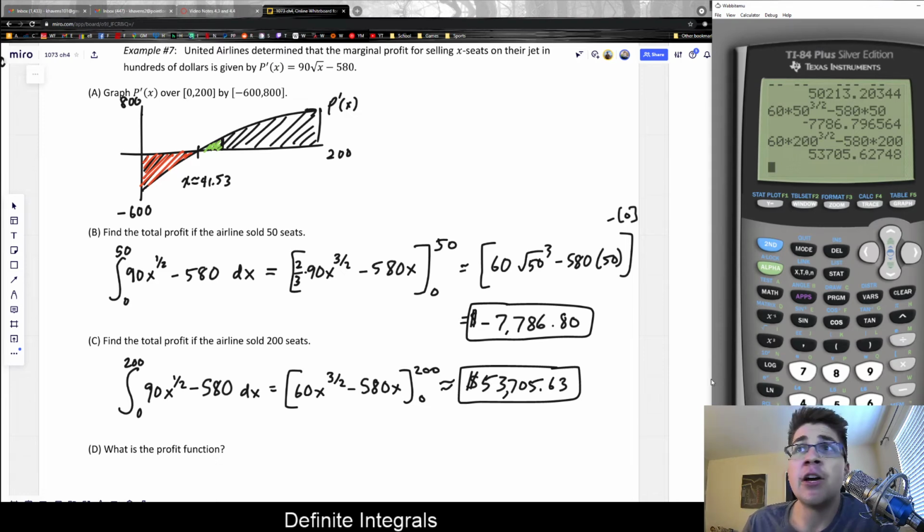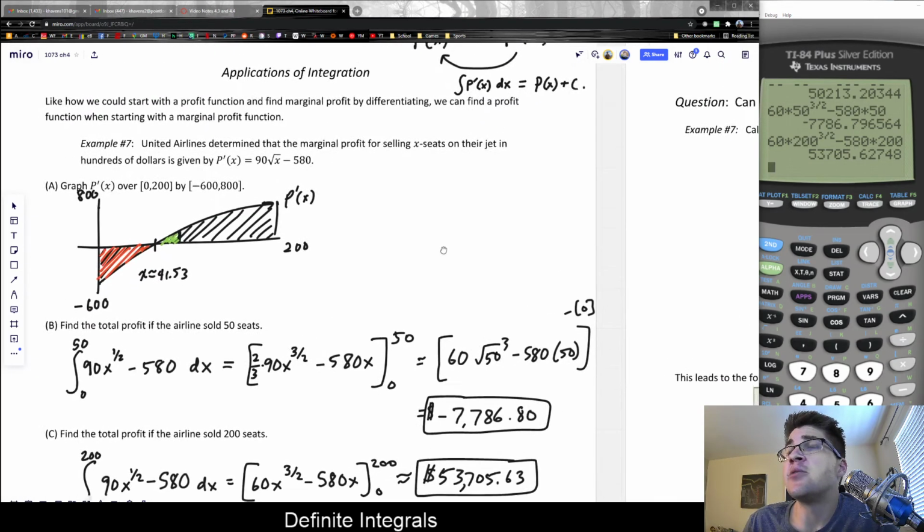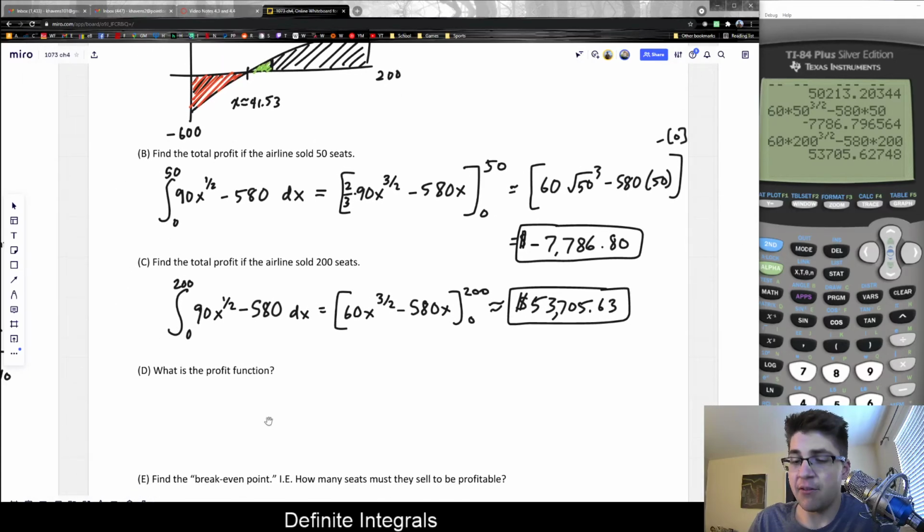And naturally, finding the generic antiderivative, or the generic profit function in the same sense, P of x would be equal to the function just itself, 60x to the 3/2 minus 580x. And again, the question is, do I need plus c or not? Because again, what if I sold 0 seats?